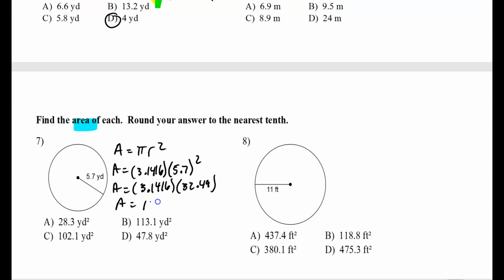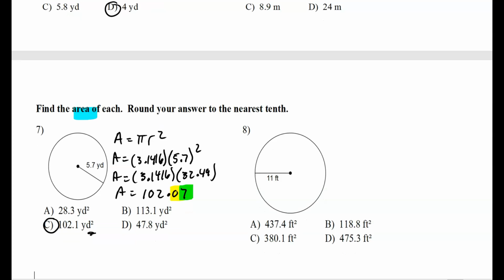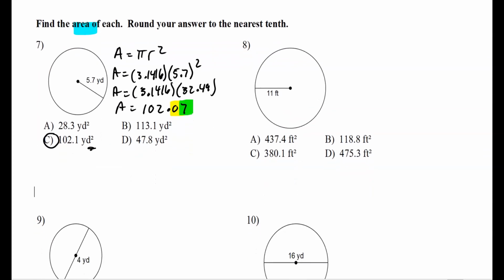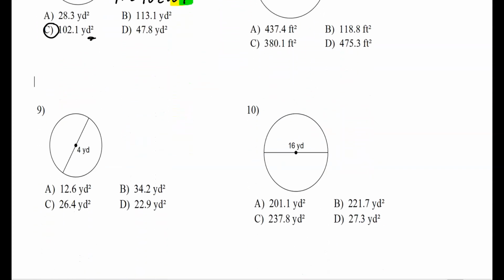Area is equal to 102.078. We can just stop there since we're rounding to the nearest tenth. 0 is in the 10th spot. 7 is in the 100th spot, telling us to round up to 102.1, making C our answer. And you'll notice the units are squared. Why are the units squared? Because area is always units squared. How many 1 by 1 square yards could I fit into that circle? 102.1 about. You're going to do number 8. Again, please remember to number your problems and circle your answers.